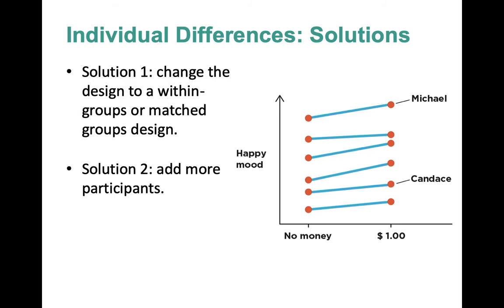And then the other thing to do, if it's not feasible to use a within groups or a matched groups design, is you can just add more participants. And that'll lessen the effect that any one person will have on the group average. So that's the other solution.